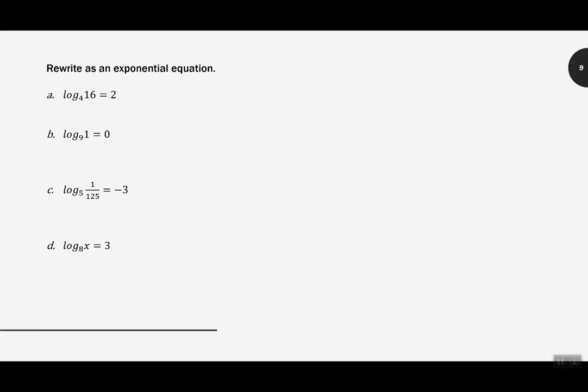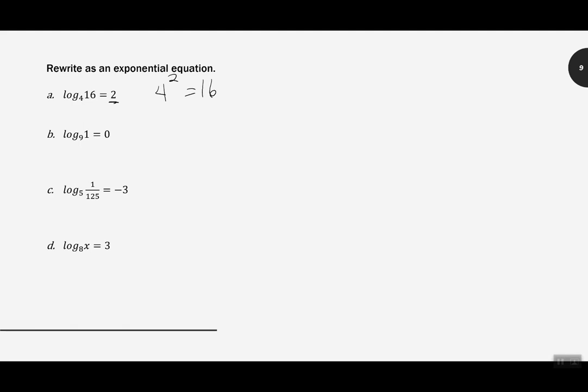Let's just get more familiar with that relationship between logs and exponents by rewriting these equations. The first one says the log base 4 of 16 is 2. So writing as an exponent, the base becomes the base of my exponent. What's on the right side of the equal sign, that is my exponent, and that will be equal to 16. You can see that that's true, 4 squared is 16.